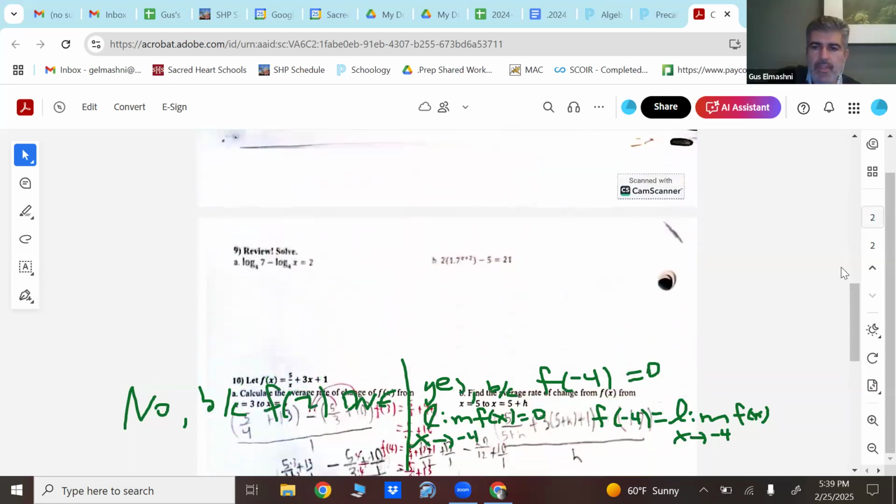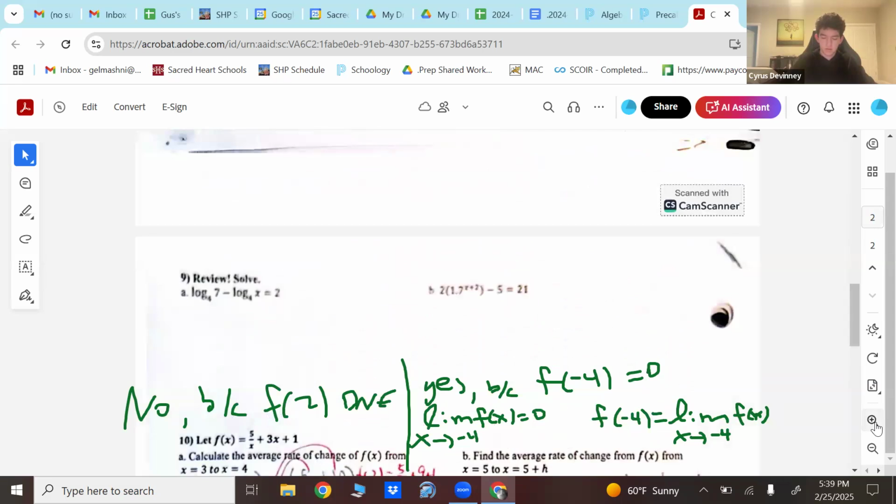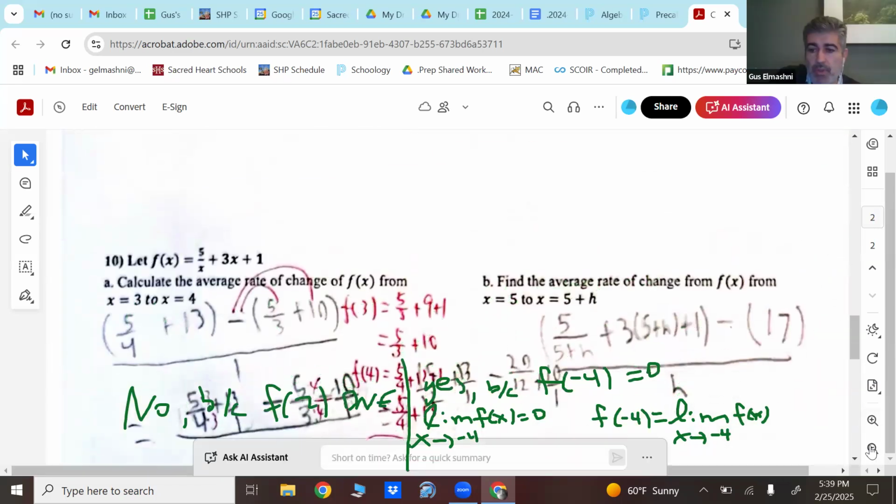So it looks like this is old stuff. Does your teacher put old stuff on tests? Like previous units? No, no. Some teachers do. I was just curious.